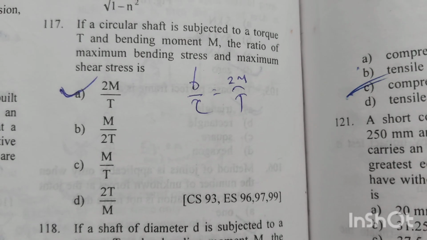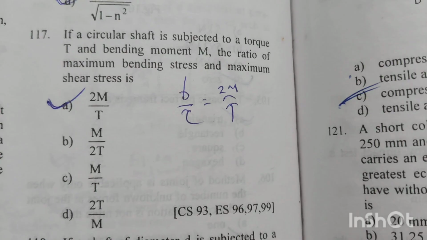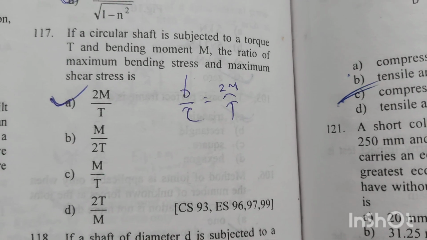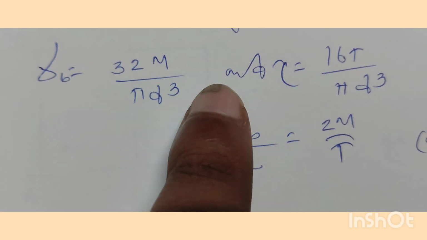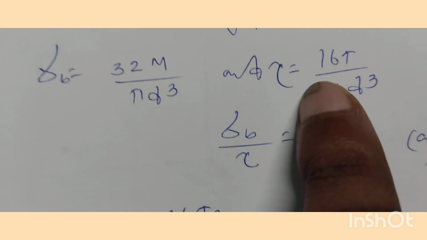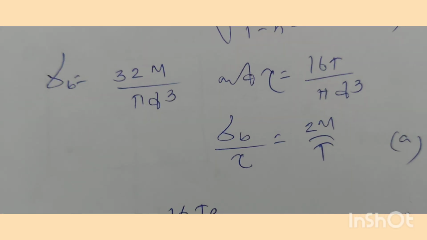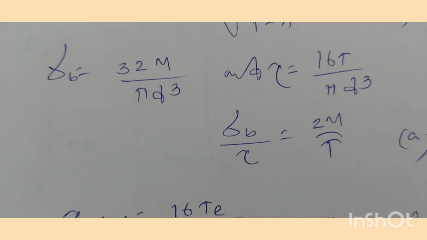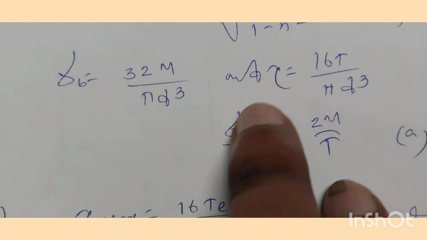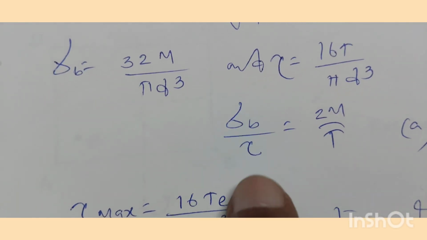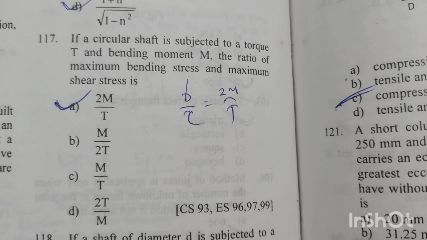Number 117. If a circular shaft is subjected to a torque capital T and bending moment capital M, the ratio of maximum bending stress and maximum shear stress is. We know the formula for bending stress is equal to 32 M divided by pi d cube, and shear stress is equal to 16 T by pi d cube. D is the diameter of the shaft, M is the bending moment to which the shaft is subjected, and T is the torque to which the shaft is subjected. Now if we take the ratio of bending stress divided by shear stress, the ratio will be equal to 2M by T. Option A is the right answer.